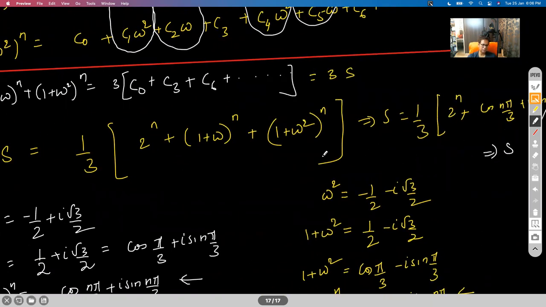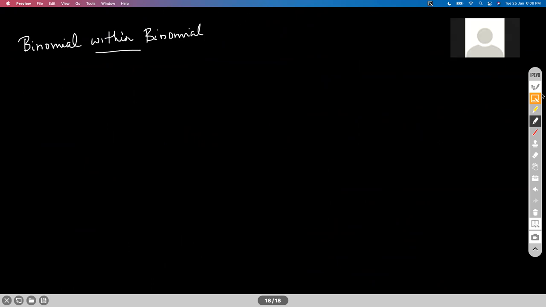Now, the next type of question which comes in this is called binomial within binomial. So we'll take that up and maybe then we'll take a small break because it's already 6 o'clock. So let me move on to the next type of question, which is called binomial within binomial. Now to understand this concept, I will be taking a small question.